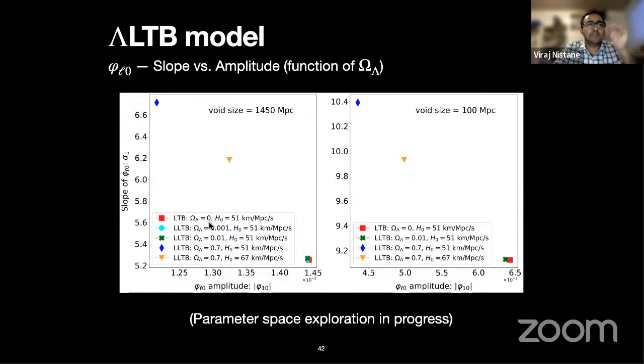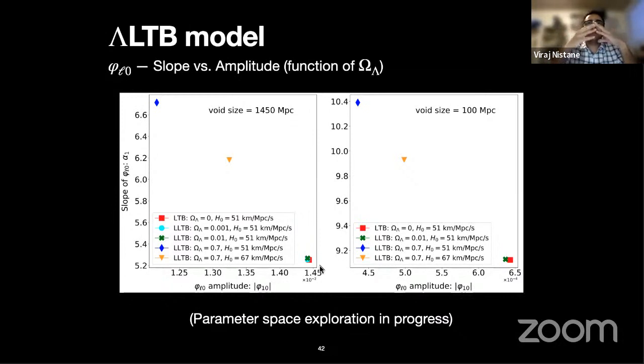So omega lambda equals 0 indicates the LTB model, that is without any lambda. Then as we increase the omega lambda to, let's say, 0.7, which is the case for a lambda CDM model, we get the point all the way over here. And when we change the H0 parameter, then the point comes a little bit closer to the LTB model, but not all the way close. And this plot is mainly indicating the difference between LTB and lambda LTB model, which we need to account for in case we can.